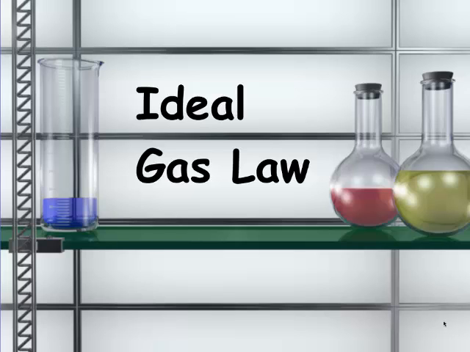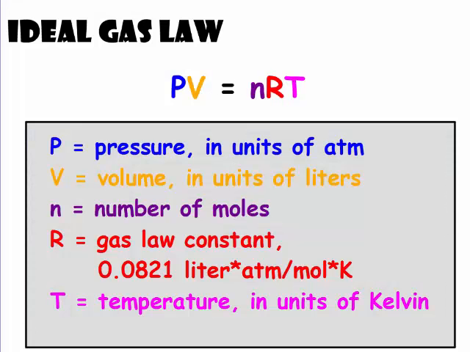The ideal gas law. Ideal gas law is PV equals nRT, or "Pivnert." P is pressure, it has to be in the units of ATM. V is volume, and it has to be in the units of liters.